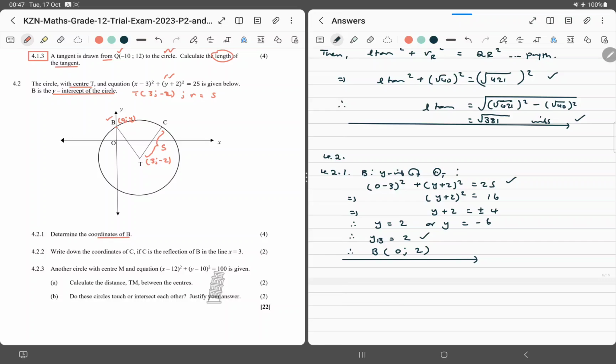I'm trying to figure out now why is this thing 4 marks? So essentially maybe we're getting 2 marks there for each one.